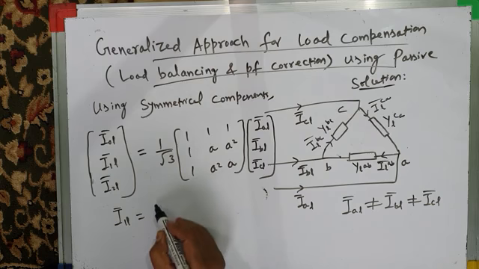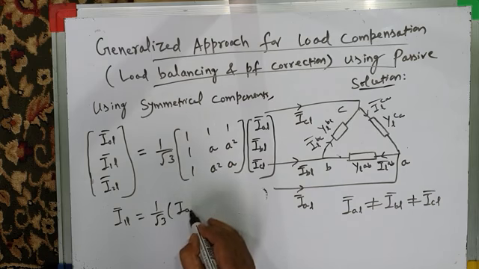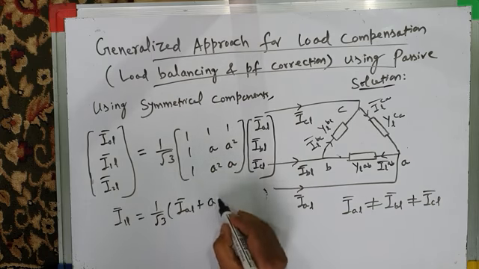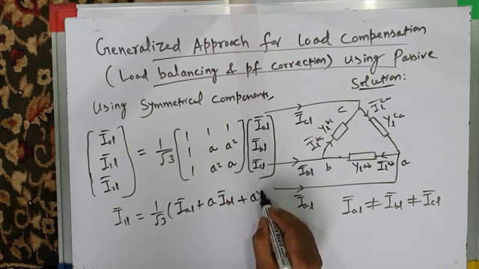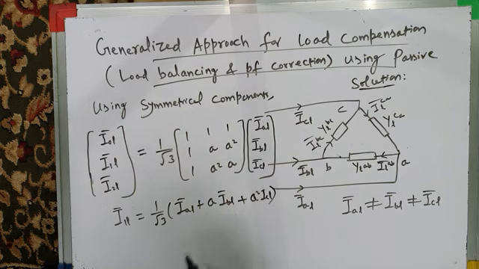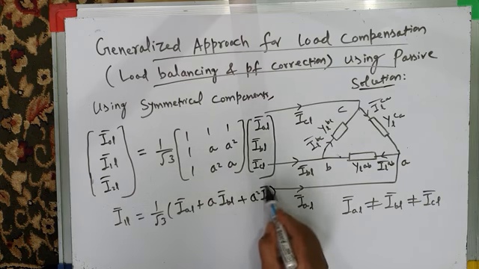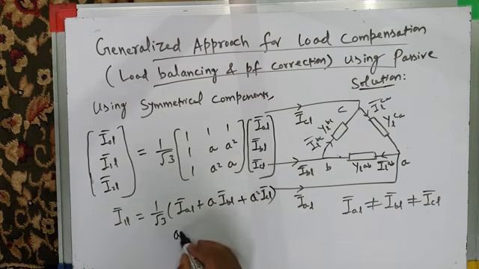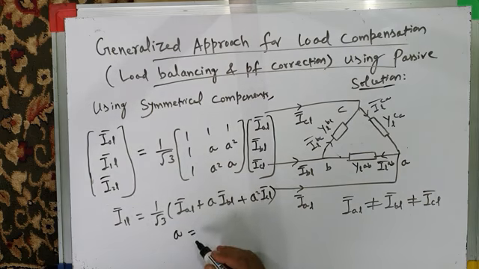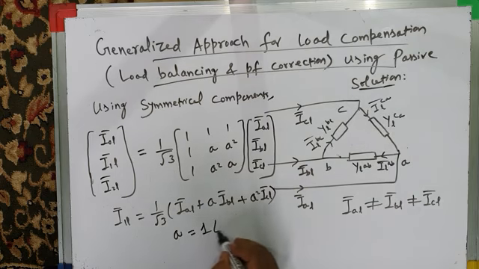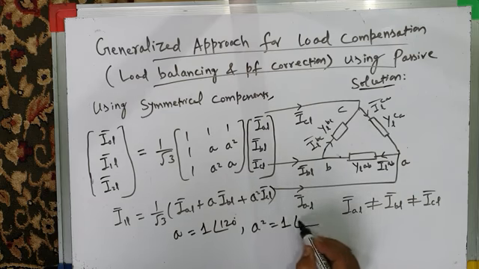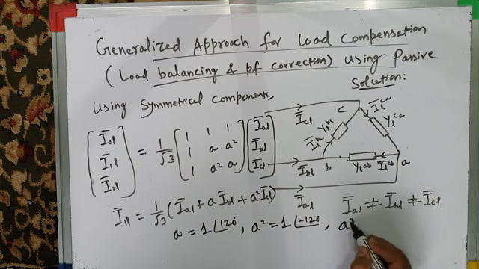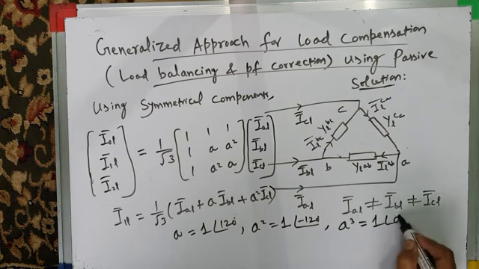The positive sequence component of current is equal to, as per this matrix, 1 by root 3 times IAL plus A times IBL plus A square ICL, where IAL, IBL, ICL are the line currents. And what is A? A is an operator. We already know this operator. A is equal to 1 at an angle of plus 120 degrees. A square is an operator, 1 at an angle of minus 120 degrees. And A cube is 1 at an angle of 0 degrees, that is 1.